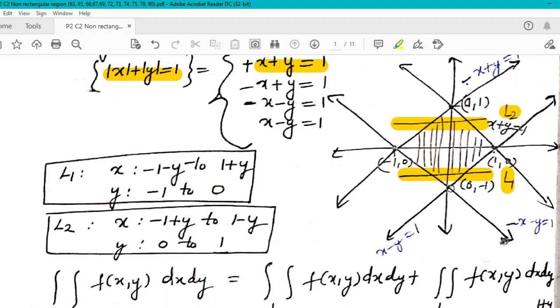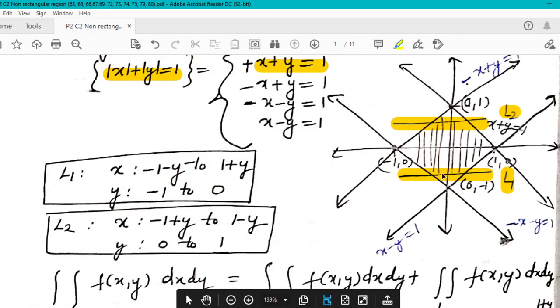Now L1 we will consider in the lower triangular region and L2 in the upper triangular region, because we have already discussed such cases. In the lower triangular region, we can shift L1 from this point to this point and our boundary remains the same. And in the L2 case, we can shift from this point to this point and our boundary is still the same. So we'll be considering L1 in the lower triangular and L2 in the upper triangular. Okay.